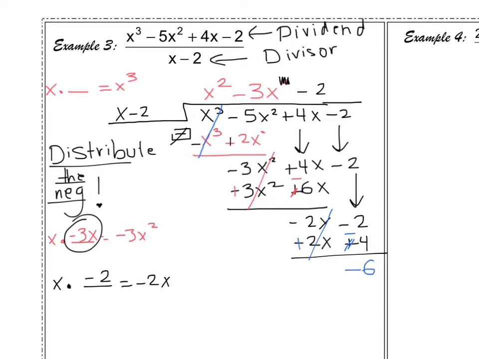Now as you can see, this has no x anymore. So basically the power is 0. This one is the power of 1. So if you end up with just a number, a remainder, then you stop dividing. So that is going to be your remainder. And that's going to be your quotient.